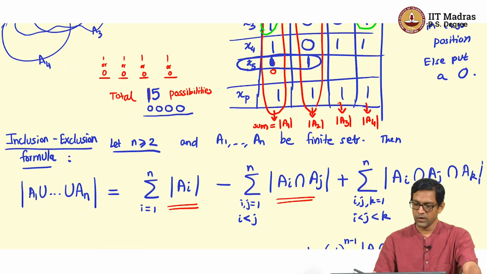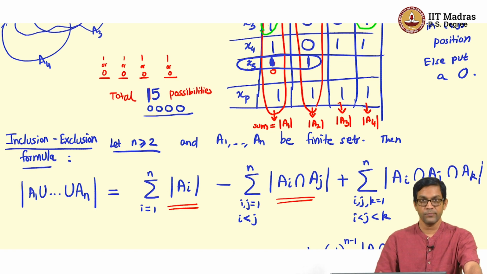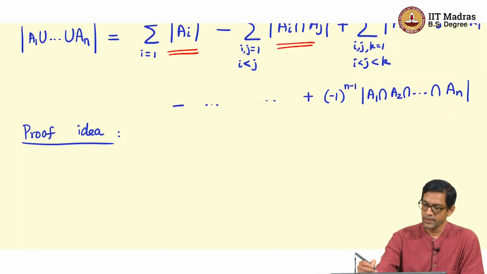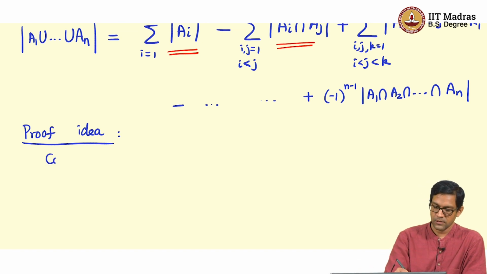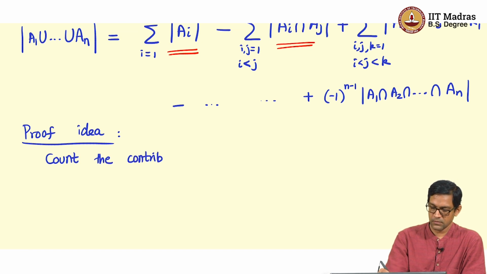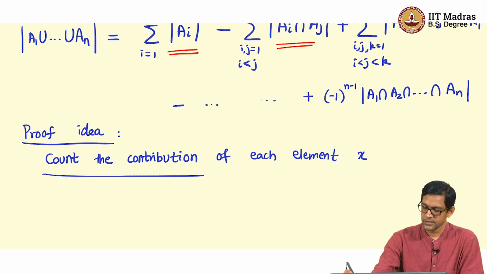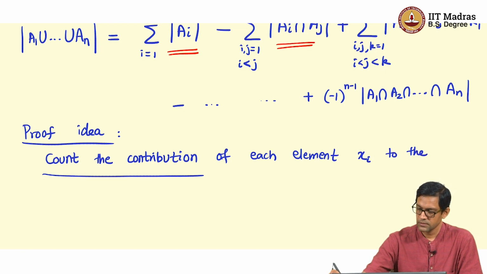Now, what we will do is we will try and count the contribution of every single element xi to the sum on the right hand side. Okay, so let me write this down, then we will see what we mean by counting the contribution. So, the main idea of the proof is the following: count the contribution, that is the keyword here, of each element xi to the sum on the right hand side.